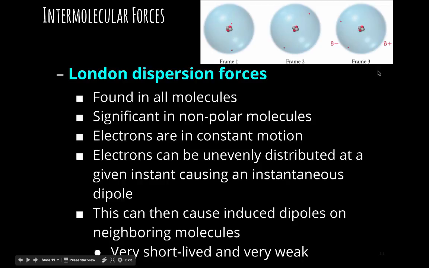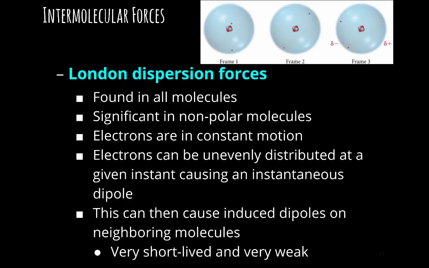The way I have the notes set up is from weakest to strongest. When we did the activity in class, they were kind of mixed up, but we're going to start with the ones that are the weakest and then move forward from there. The first type of intermolecular force we want to talk about is London dispersion forces. London dispersion forces are found in all molecules, but they are most important when you are talking about nonpolar molecules.